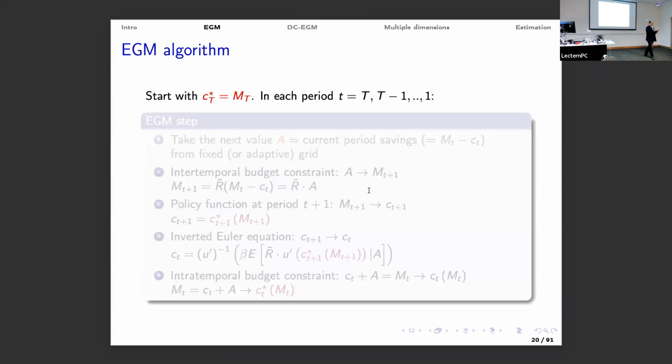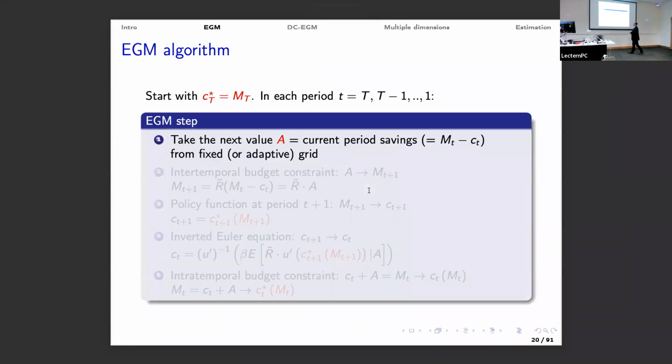First thing to note is that the algorithm is still backwards induction. So we start with capital T. In capital T, in this problem, the solution is very simple. We just consume everything, and then we're going to iterate in the backwards induction fashion. So imagine that instead of fixing a level of consumption, I fix the level of what's left after consumption in each time period, and I'm going to call that A. So let's say this is current period savings. This is what's left after consumption in the current period.